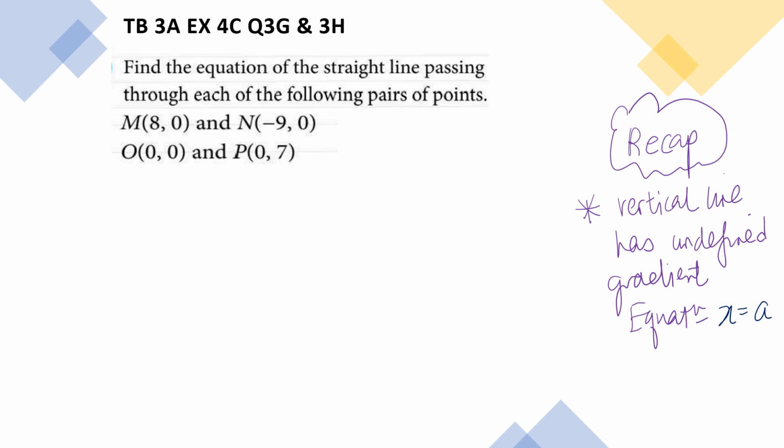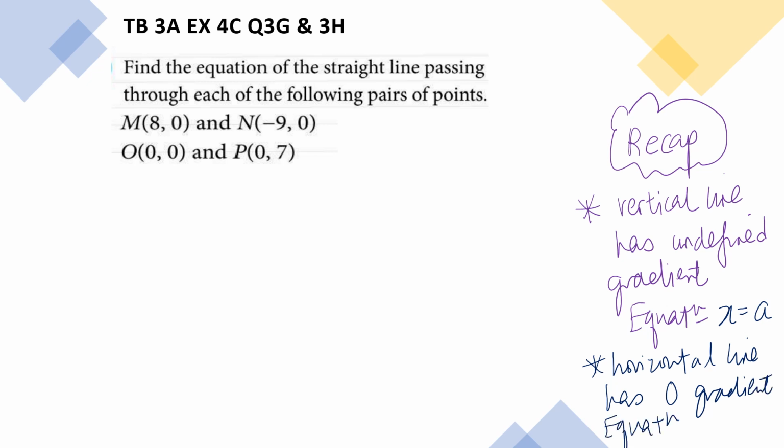And a horizontal line has 0 gradient. And therefore, the equation of the line will be y equals a, where a is the y coordinate value.